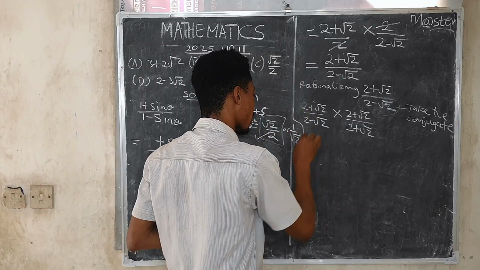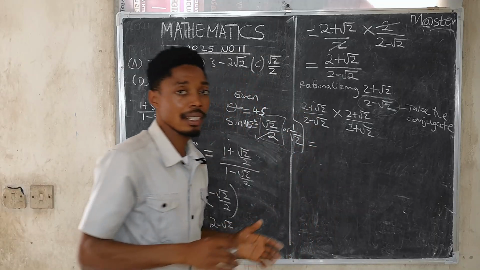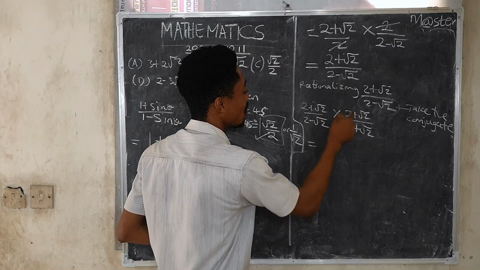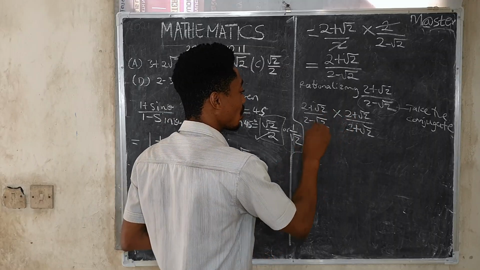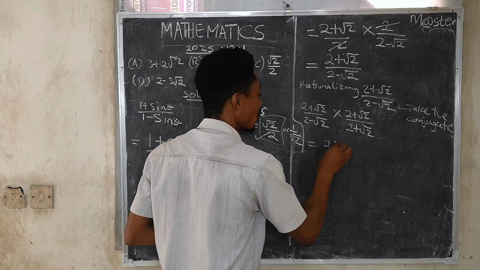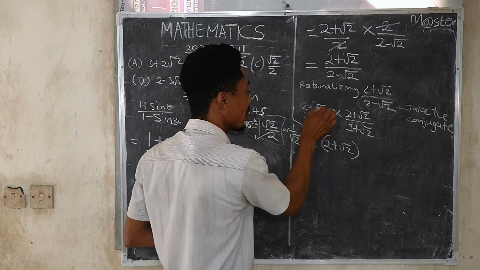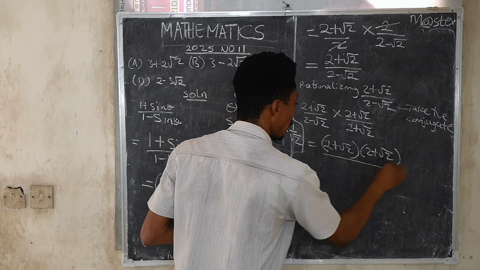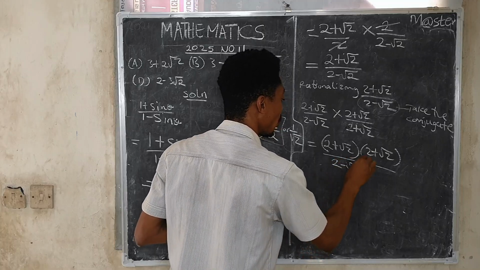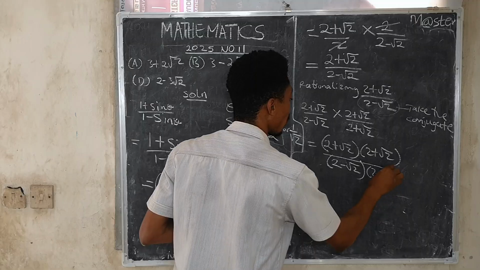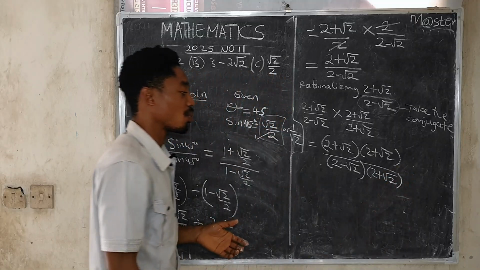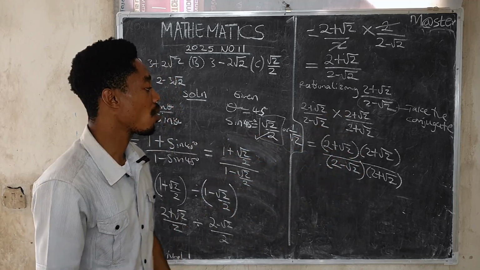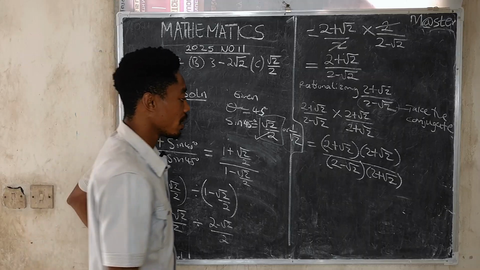Now from there, the mistake some of my students make is that they will just say 2 plus 2 times root 2. No, what you should notice there is that multiplication becomes 2 plus root 2. Yes, this is the term on its own into 2 plus root 2, and all over 2 minus root 2 into 2 plus root 2. So you can see what is happening there right now. Yes, that is a more preferred way to represent that.